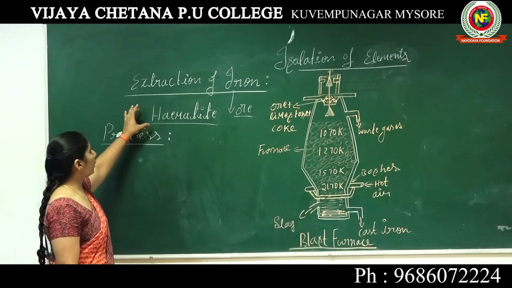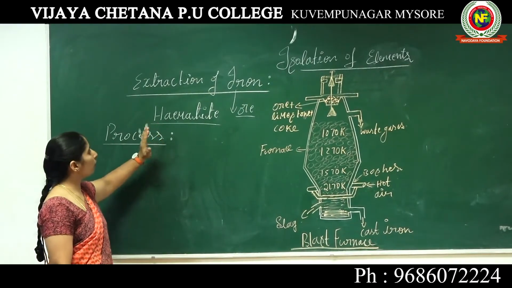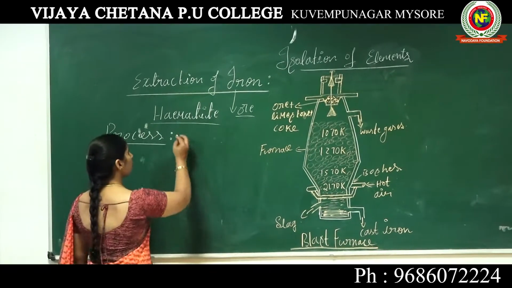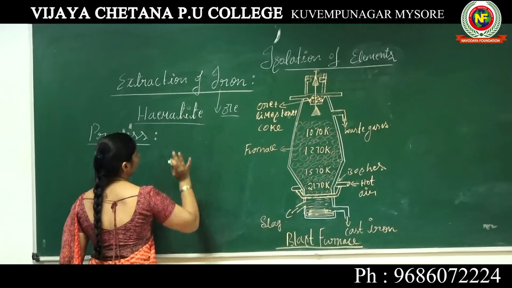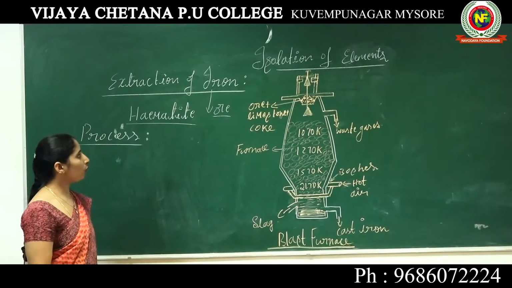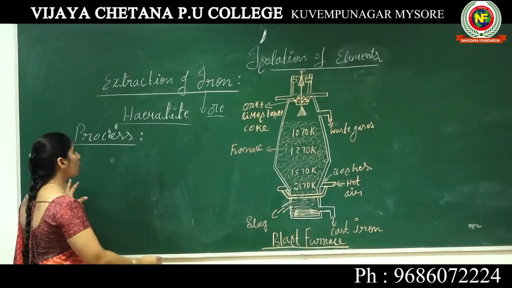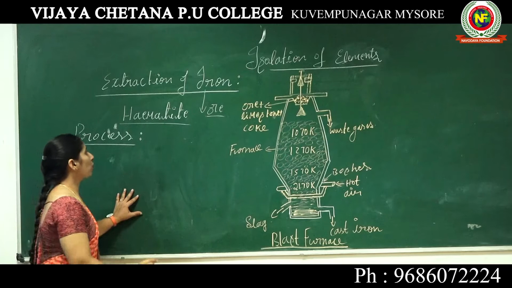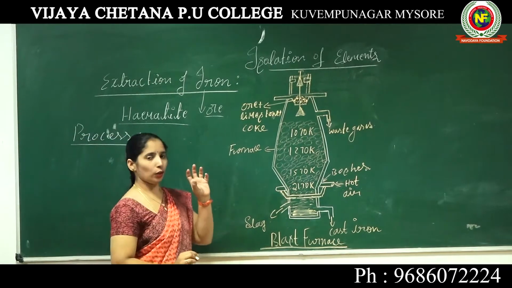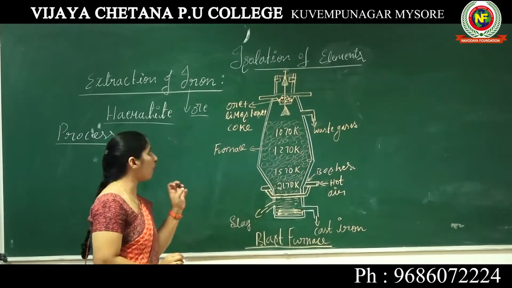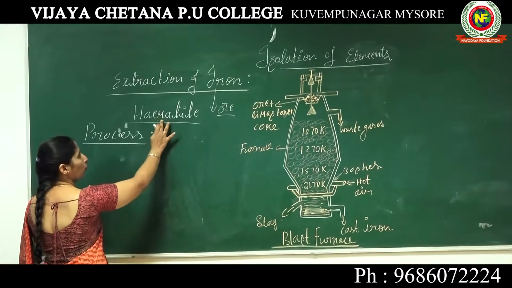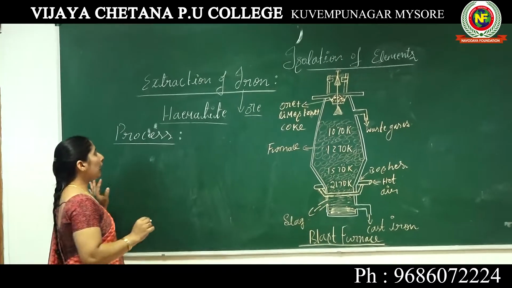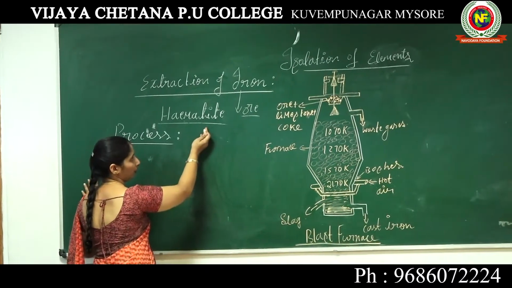Here we are going to extract the iron, which means we have to use the ore to get that iron. Hence we are using the ore hematite. First we take the ore, then this ore is crushed, and it finally becomes powder. The hematite ore is crushed and finally powdered, and then it gets concentrated.